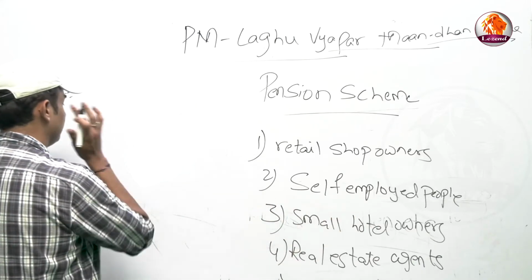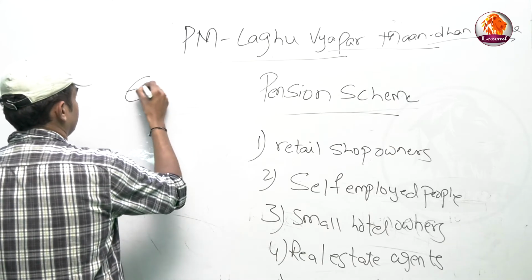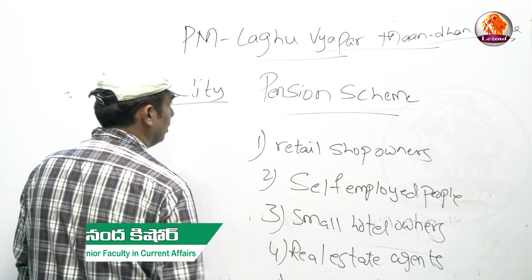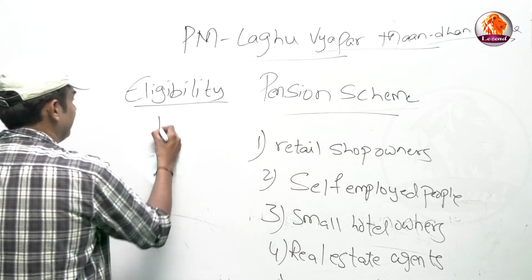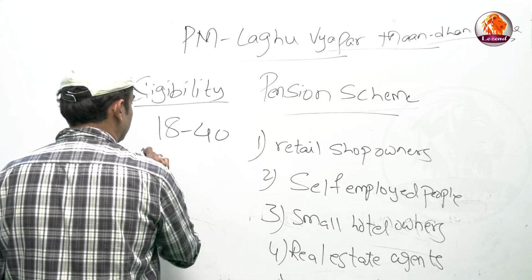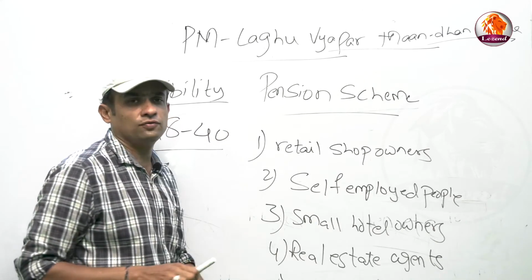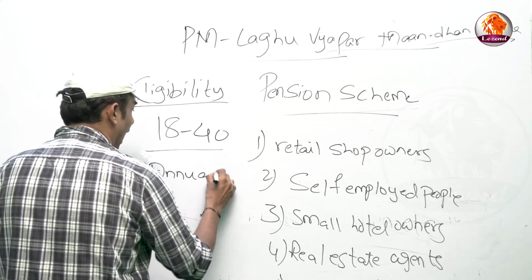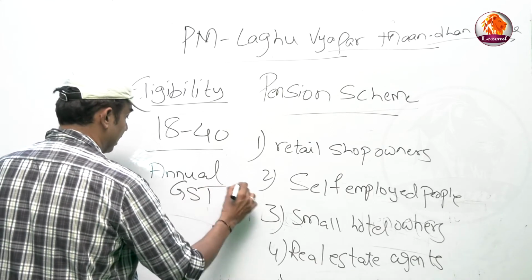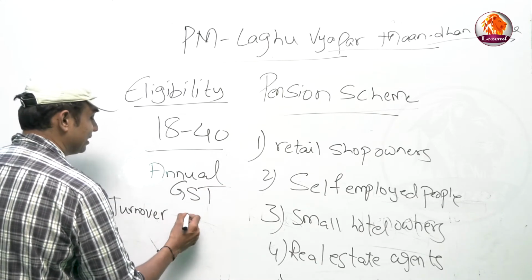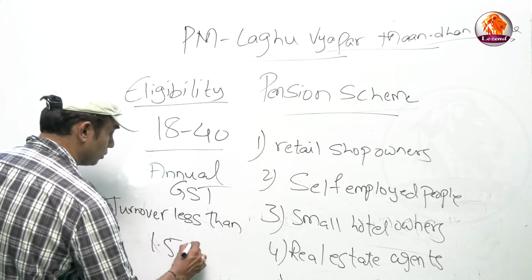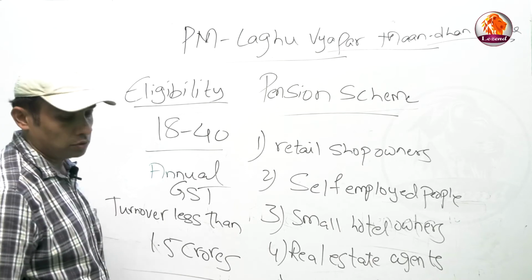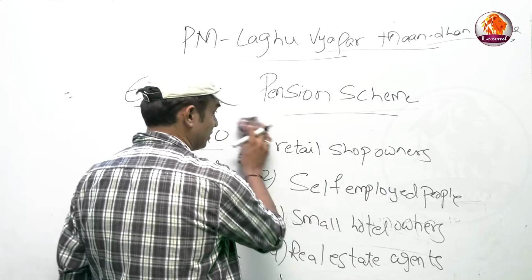The benefits will be, first, eligibility. Before going to the benefits, eligibility. All these people should be in the age group of 18 to 40, right? Their annual GST turnover should be less than 1.5 crores. There are a few other clauses also.